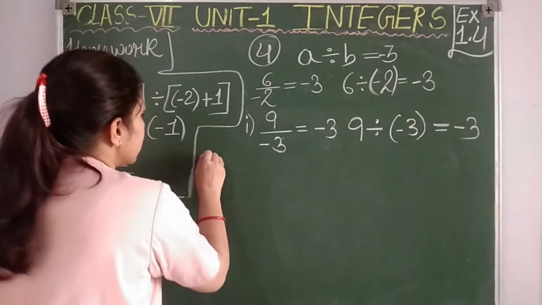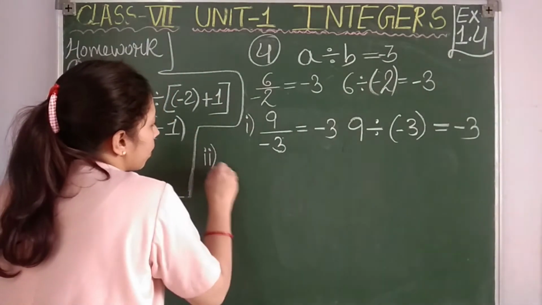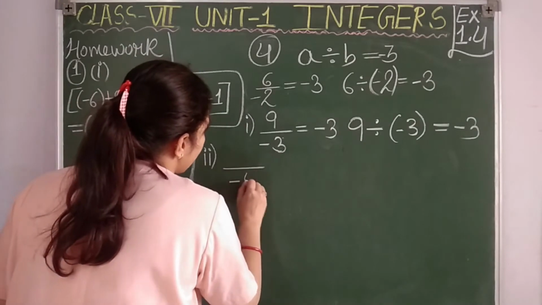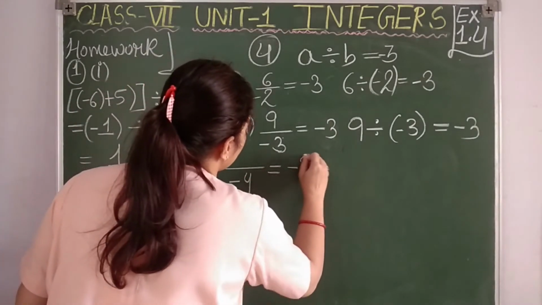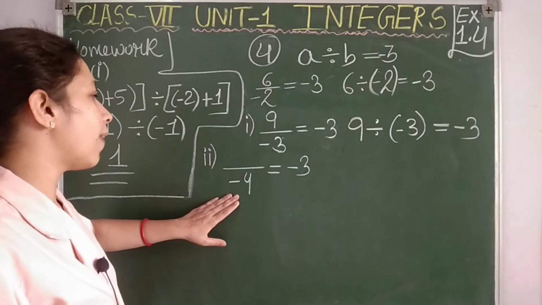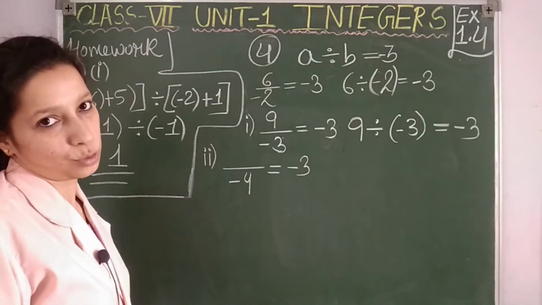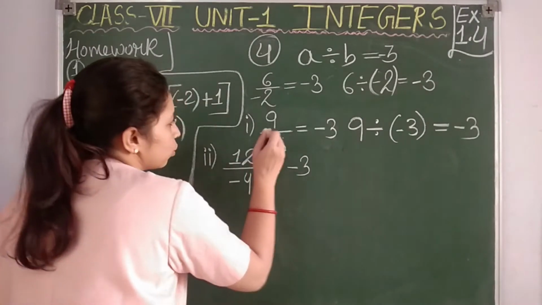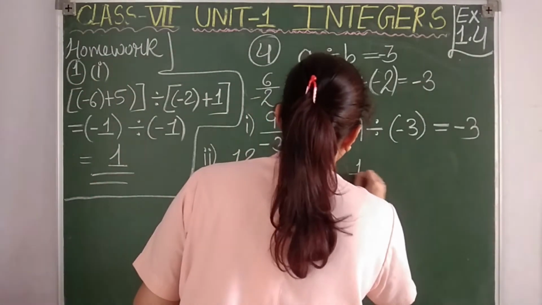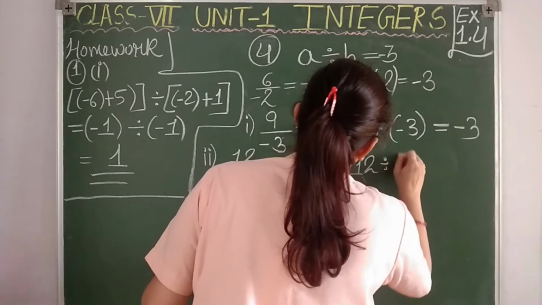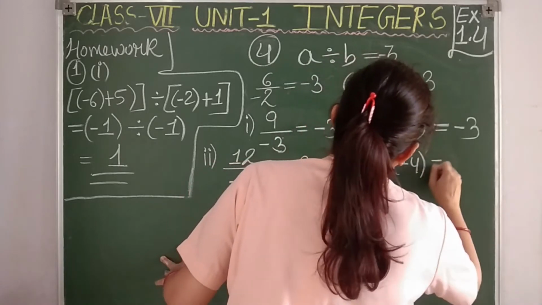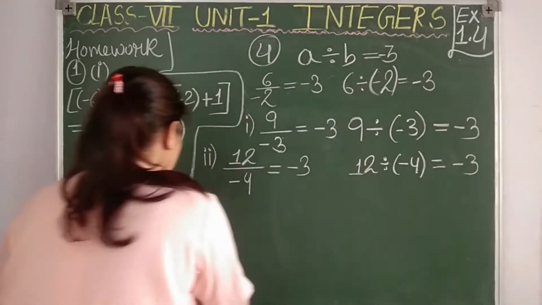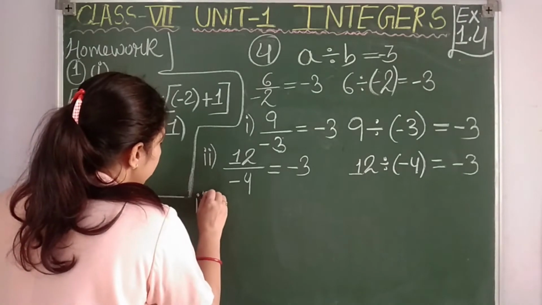Clear, students? Second pair. Now in place of minus 3 I am writing minus 4, and again I want the quotient as minus 3. So what shall I divide with minus 4 to get minus 3, students? 4 3s are 12. So my next pair is 12 divided by minus 4 is equal to minus 3. 3 more pairs we have to give, students.